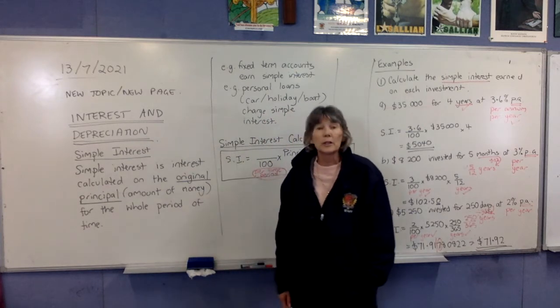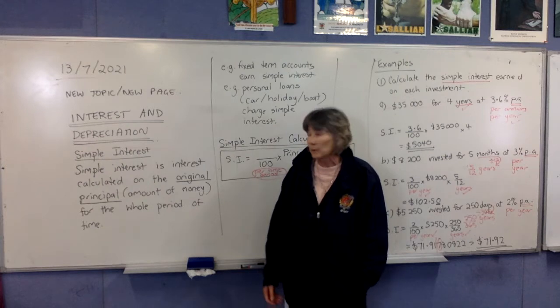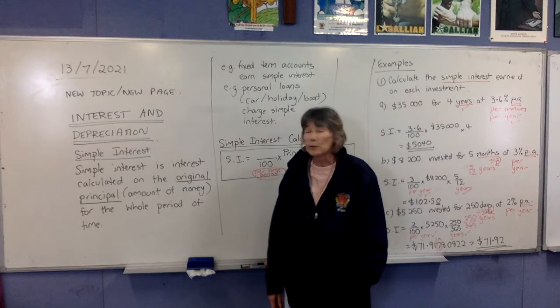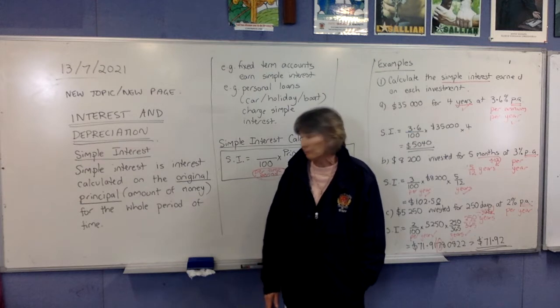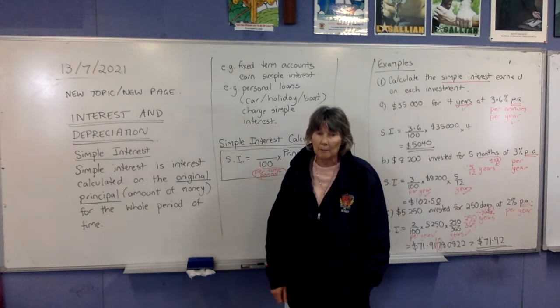Okay, so first interest we're learning about is simple interest. You have done this before, but we're starting with this one before we go into the harder ones. So simple interest is interest calculated on the original principal, original amount of money. It's calculated on that money for the whole period of time.